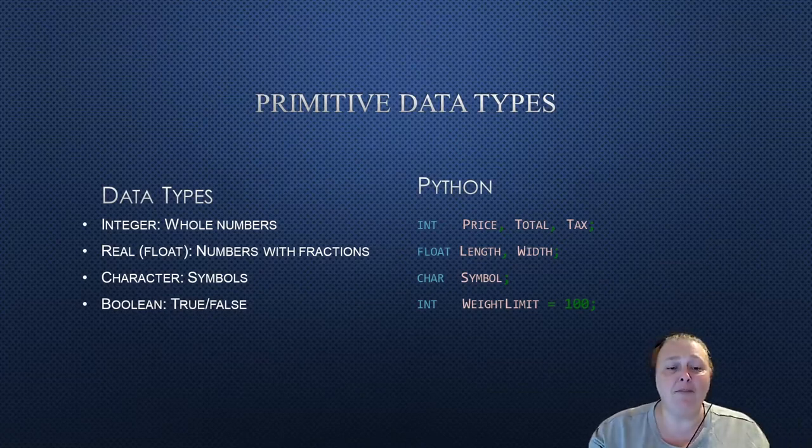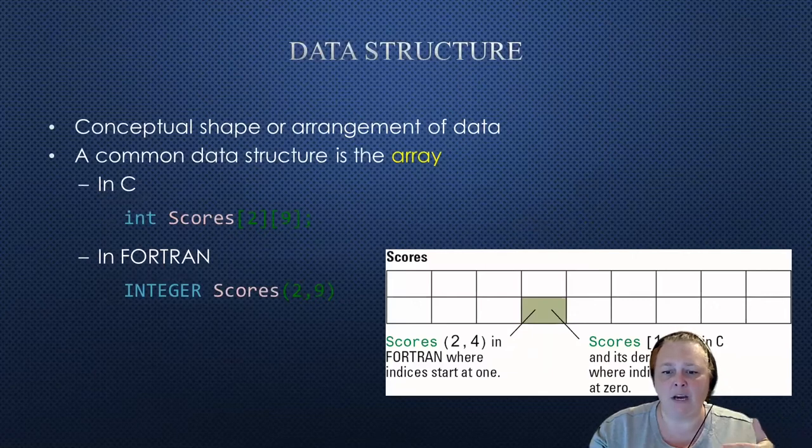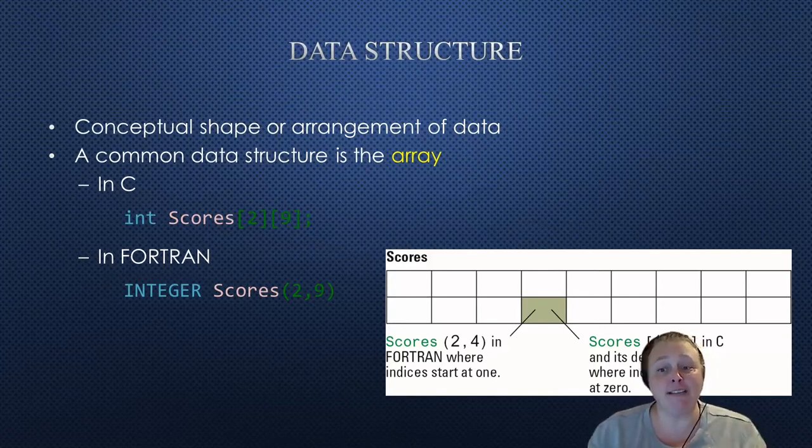Here in Python, we've used the word int, we've used the word float, char, and here we did an int with an actual assign statement. So those are some of the things that we've done within Python already to use those primitive data types. Now, on the other hand, a data structure is a conceptual shape or an arrangement of data. For example, a string is a list of characters. That's all it is, okay?